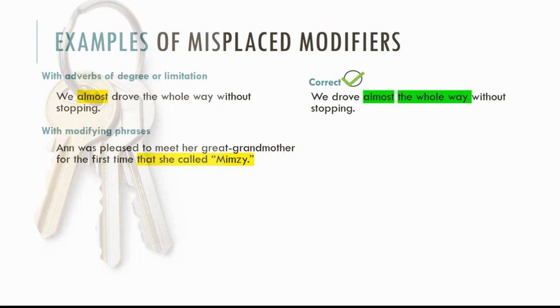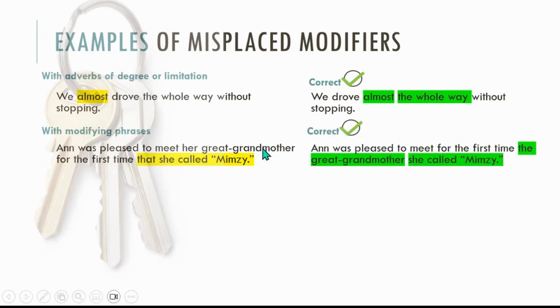Now, with modifying phrases, I think this is actually a clause. Anne was pleased to meet her great-grandmother for the first time that she called Mimsy. Now, it seems to be modifying the time, the first time. So let's put it closer to her great-grandmother. Anne was pleased to meet for the first time the great-grandmother she called Mimsy. Put the two together, just like that. Also, you could see the two together up here. I want to bring them closer together.